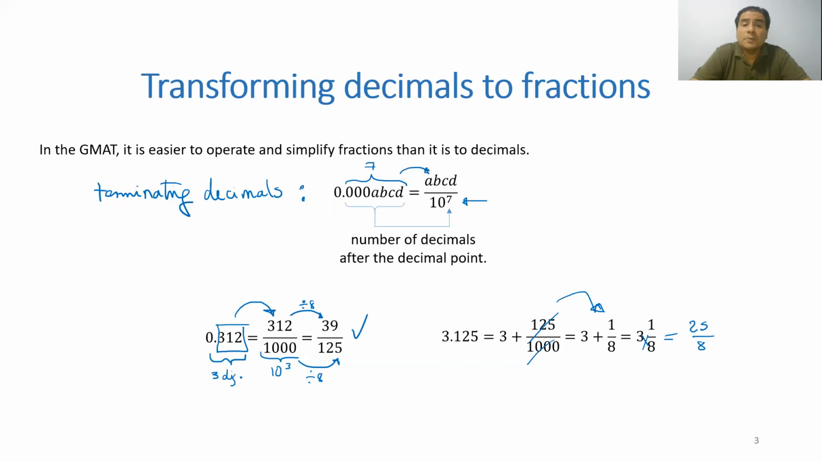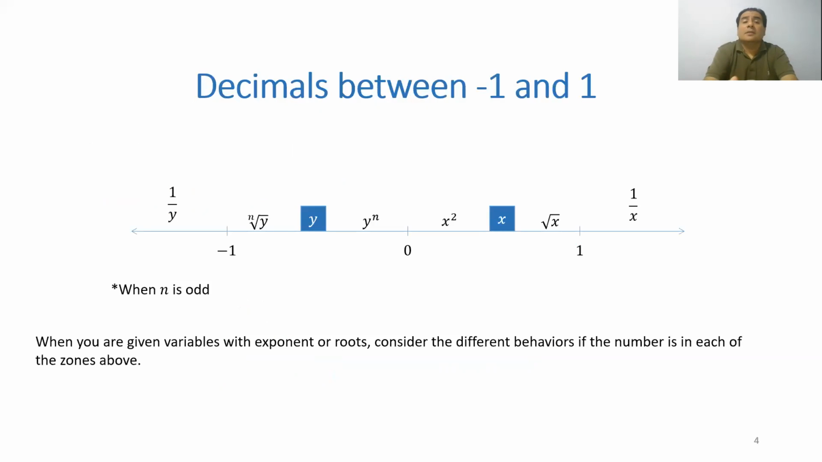All right, so people, let's now continue talking about the behavior of decimals between -1 and 1. Decimals between -1 and 1, that means pure decimals, decimals that contain no integer part, are important because when you're given variables with exponents or roots, these numbers may have different behaviors, right? When given powers or roots. So let's talk first about the positive decimals between 0 and 1.